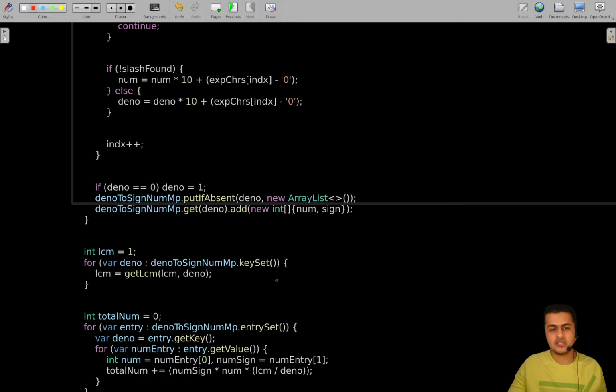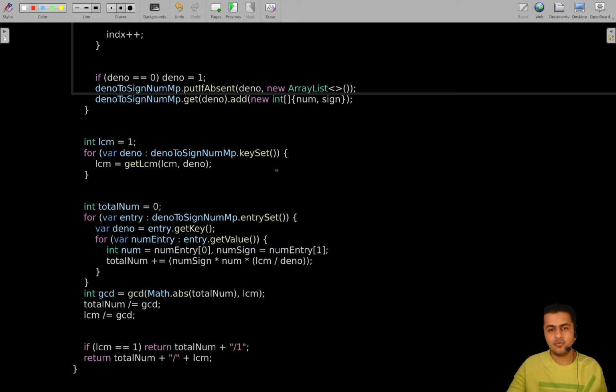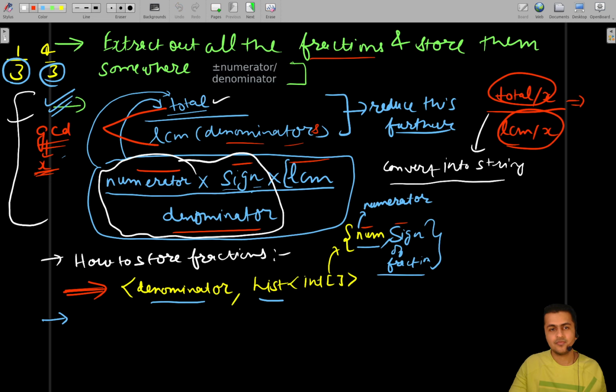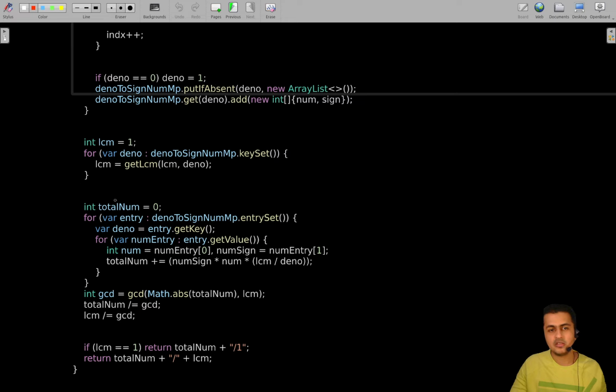Anyways, we were discussing how we will be forming the fraction that we have to return. So as we talked, we need to have this total by the denominators, and total will be the sum of these things. So this is what we are doing here, is having the total. Total number will be the sum of numerator into sign into LCM, all divided by denominator.